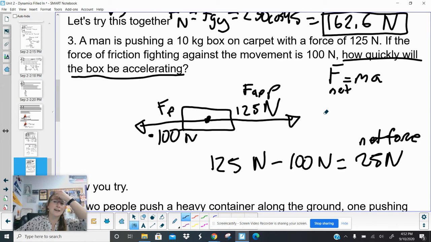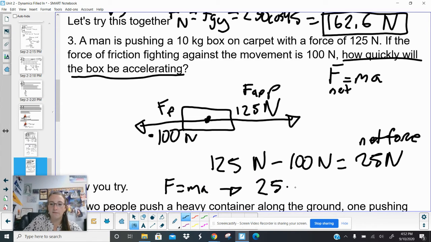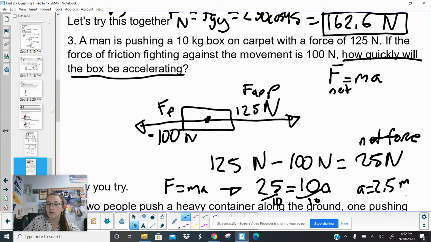So this box is actually being pushed net with a force of 25 newtons. So if I have F equals ma, my force is 25. That is actually net pushing the box because friction's fighting against it. We have a mass of 10. We need to solve for its acceleration. So we divide by 10. We would get an acceleration of 2.5 meters per second squared.